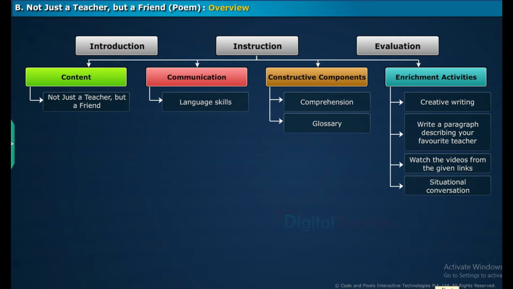Overview. Let us have a look at the overview. The overview slide consists of 3 sections, namely Introduction, Instruction and Evaluation. The introduction section is meant to motivate the student to learn the lesson. The instruction section divides the contents of the lesson into 4 subsections. They are content, communication, constructive components, and enrichment activities.